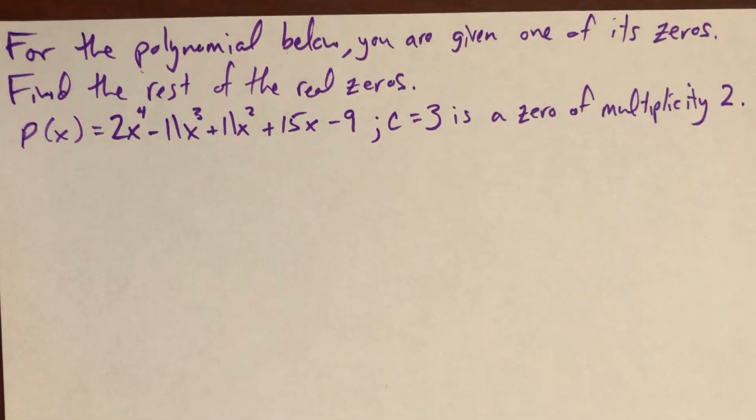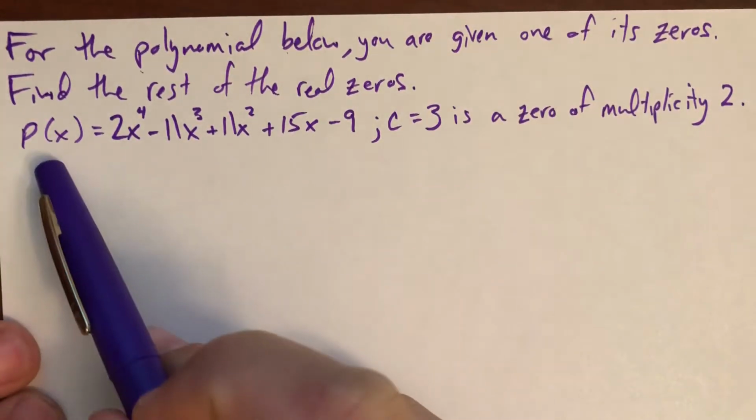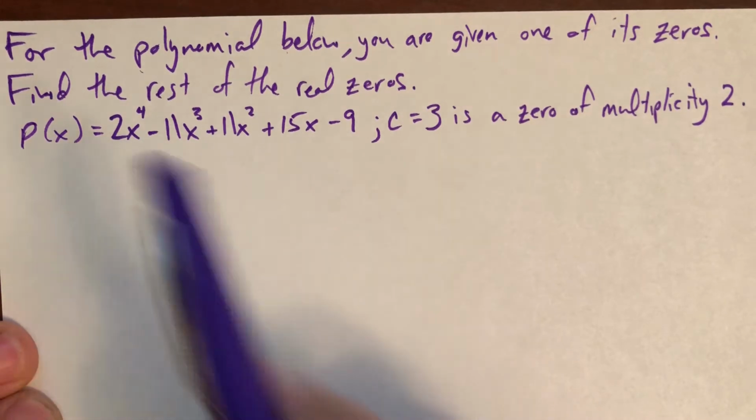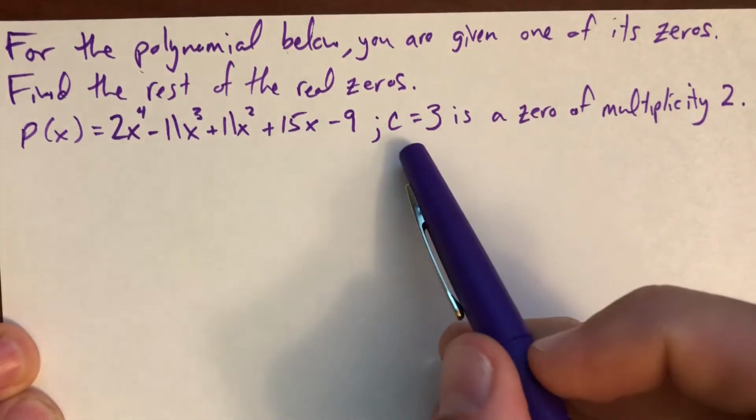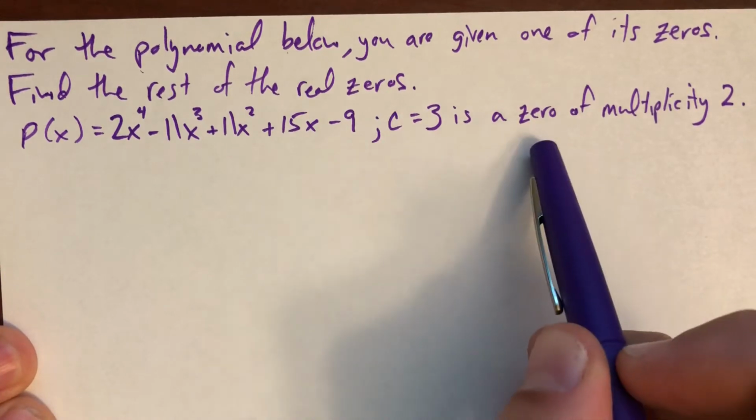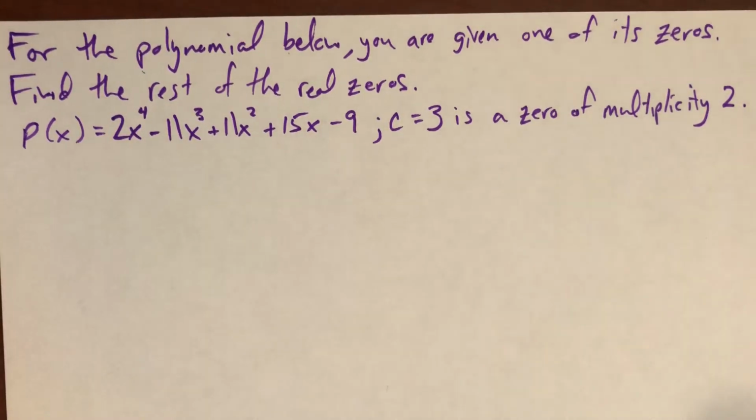Okay, for the polynomial below, you are given one of its zeros. Find the rest of the real zeros. Okay, so we've got a polynomial here. How great, looks like a degree 4 polynomial. Leading coefficient is 2. We're given that c equals 3 is a zero of multiplicity 2.